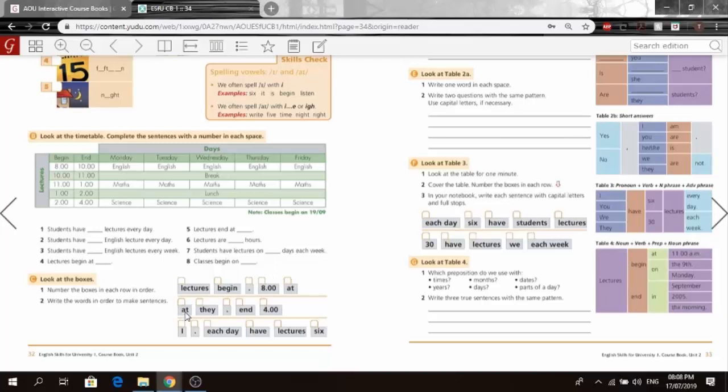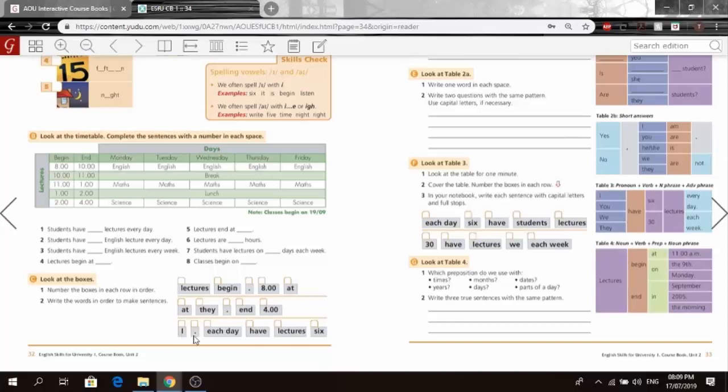Second one, at, they, full stop, end, 4. Okay, so I know full stop's gonna go to the very end, okay? Get that out of the way. We're gonna start with they, so they is number 1, end is 2, at, preposition, they end at 4. 4 o'clock is number 4, and full stop at the end, number 5. So it'll be 1, 2, 3, 4, and 5, okay?